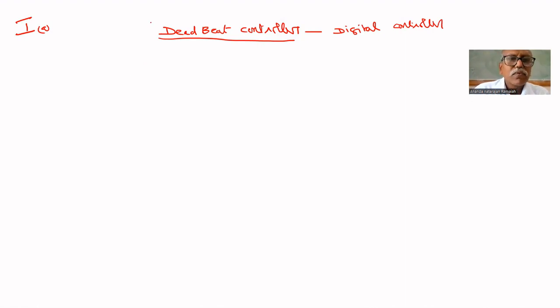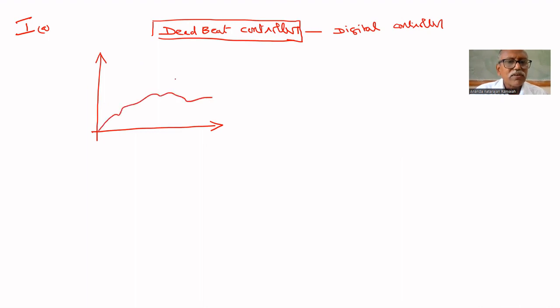Before we study the deadbeat controller, we should understand what a digital controller is. So far, we have seen continuous controllers. The controller output will be a continuous signal like this, varying from 4 to 20 milliamps. But in the case of a digital signal, first of all it will be discretized like this.